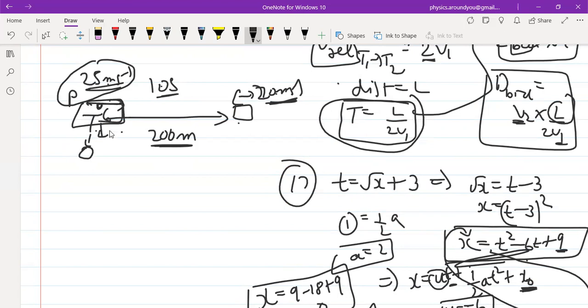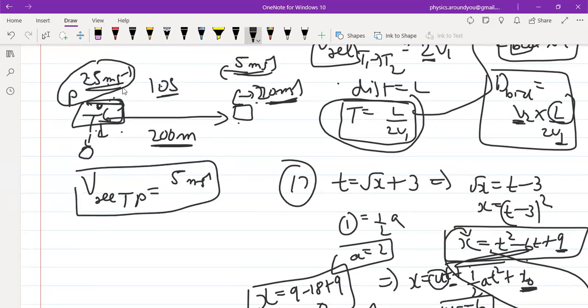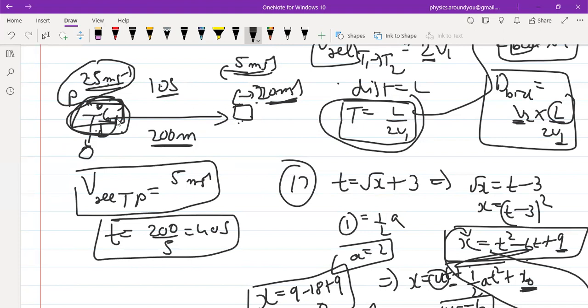Let the policeman be, you be the police. You will see that both velocities are in the same direction. You will see that the culprit is coming towards you with a speed of 5 meter per second. Relative speed of the thief with respect to police is 5 meter per second. How much time will he take to come to you? You are at rest because it's relative velocity. Time is distance by speed, which is 40 seconds. So he will take 40 seconds to come to you.